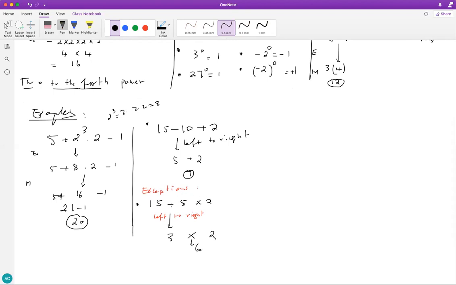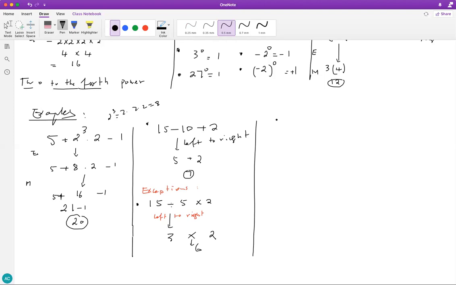If you do the multiplication first, it will be 10, and 15 divided by 10 would be 1.5. It would not be the same as 6. So we have to be careful with these exceptions when you evaluate.